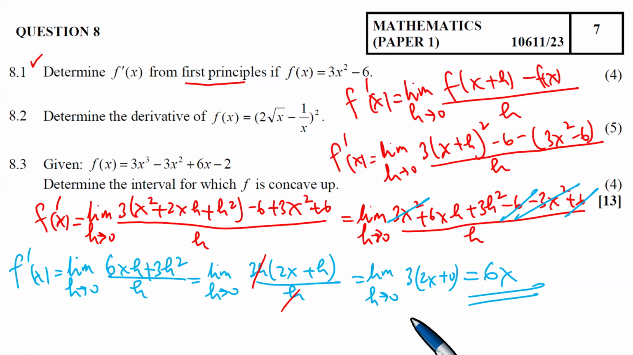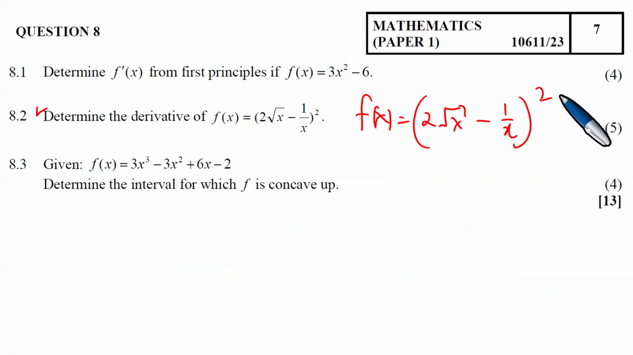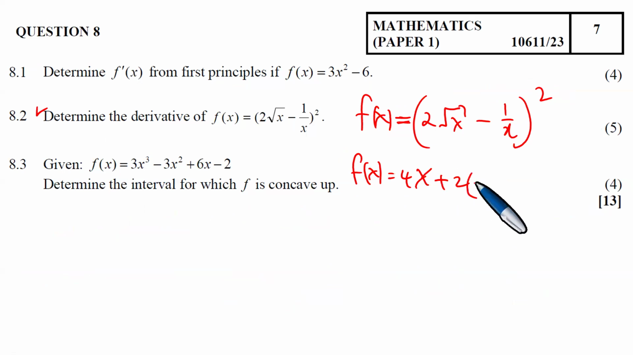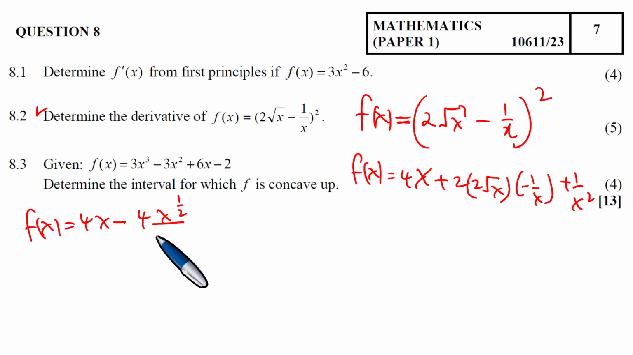No question. Okay, now you're going to try the next one, 8.2, because now we have f of x equal to 2 square root of x minus 1 over x, all squared. So now for f of x, you square this: you square the 2, it becomes a 4x, this times that, plus 2 times the square root of x minus 1 over the square root of x plus 1 over x squared. Four x minus 2 by 2 is 4. X to the minus 1/2 and then x like this.